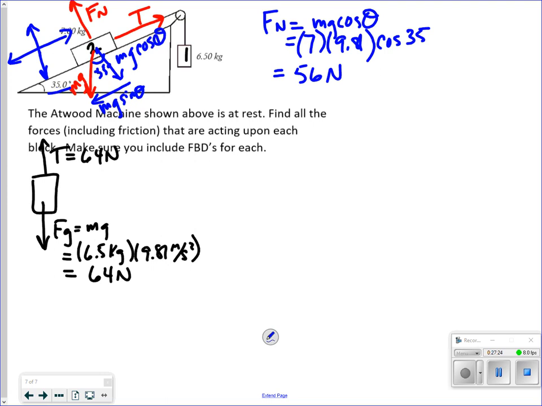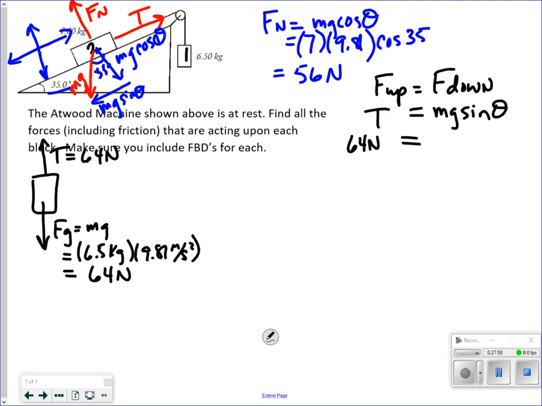Up and down the hill, I know that tension has got to be opposite. Actually, let me rephrase. Let me start over. Forces up the hill have to equal the forces going down the hill. Going up the hill is tension. And I know the value of tension, it's 64 newtons, right? What's trying to go down the hill? mg sine of theta.